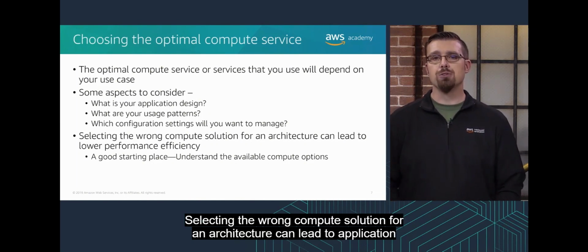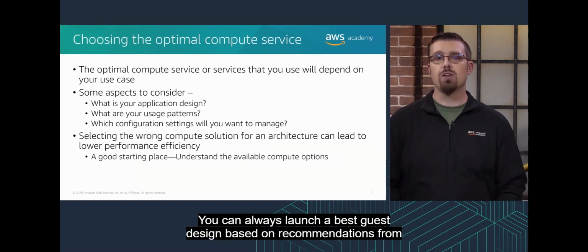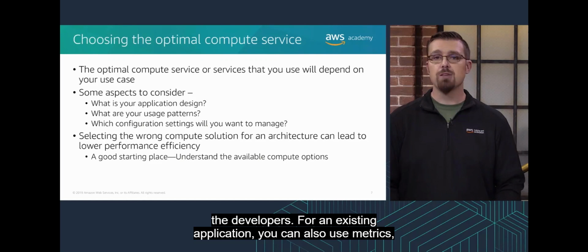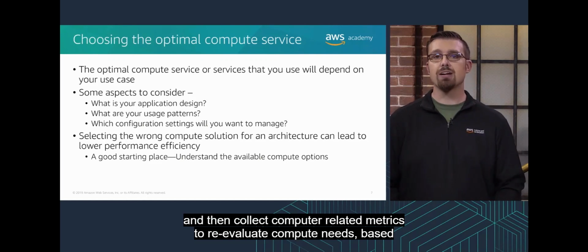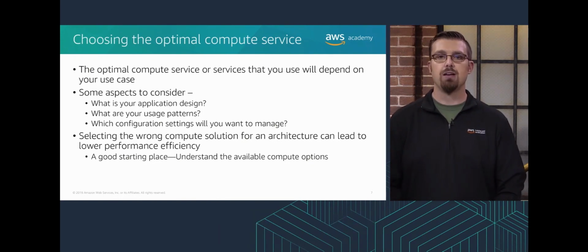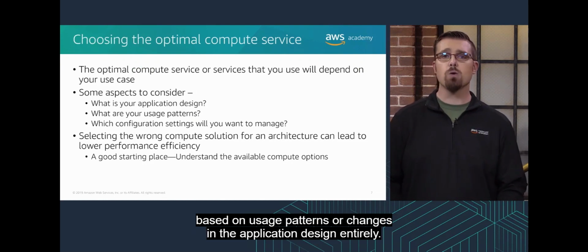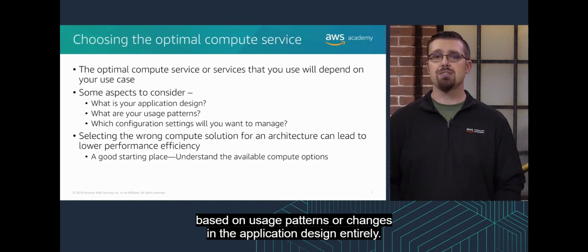Selecting the wrong compute solution for an architecture can lead to application performance, availability, or deployment issues. You can always launch a best guess design, or based on recommendations from the developers for an existing application, you can also use metrics and then collect compute-related metrics to reevaluate compute needs based on what the metrics tell you. A customer may start with one compute solution and decide to change the design based on usage patterns or changes in the application design entirely.